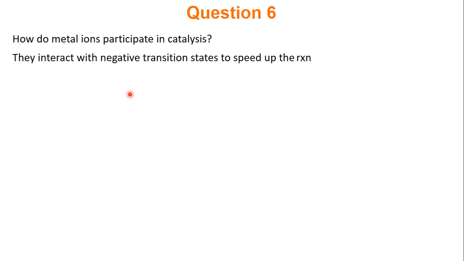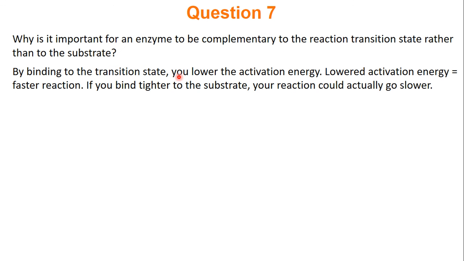All right, question 6 is a review. What do metal ions do in catalysis? We talked about this. They interact with negative transition states to speed up the reaction or orient substrates. Basically, that slide over again. Question 7, why is it important for the enzyme to bind the reaction transition state rather than the substrate? I just said that, so I'm not going to repeat myself, and it's in there in text as well.